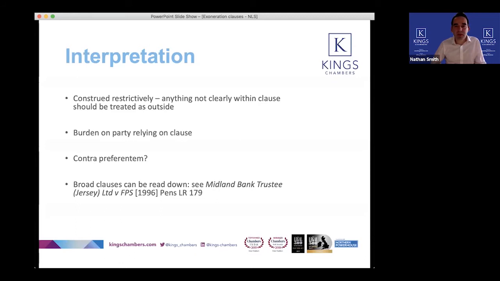Sometimes you hear arguments about contra proferentem and whether or not that should apply, but it's actually of limited relevance in this situation because, of course, the drafter or the person executing the trust is usually the settlor, and there's no real reason to construe a clause in favour of a trust beneficiary who's not a party to the instrument as such. But where clauses are too broad, they can also be read down to make them valid, and an example of that is the Midland Bank trustee case that I've referred to on my slides.